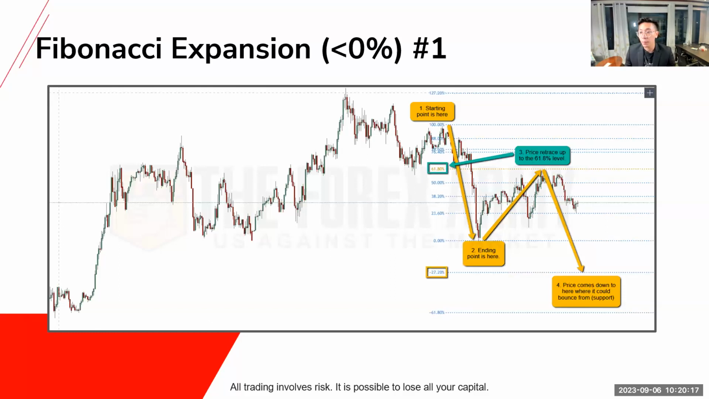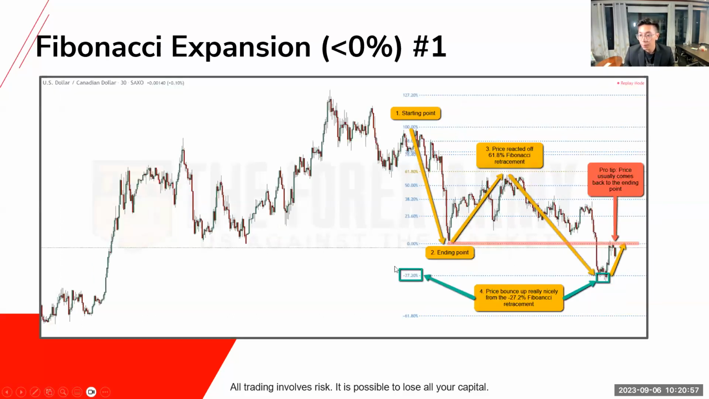So the first example of the Fib expansion would be, your starting point is here. And your ending point is this swing low right here. Price actually retraced up to the 61.8% level. So that's the criteria. Remember the criteria is to retrace at least 50%, right? So price retraced all the way to the 61.8% Fib level. And then what we're looking at is that price could come down to this negative 27.2 expansion level. Okay, so let's just see how it plays out.